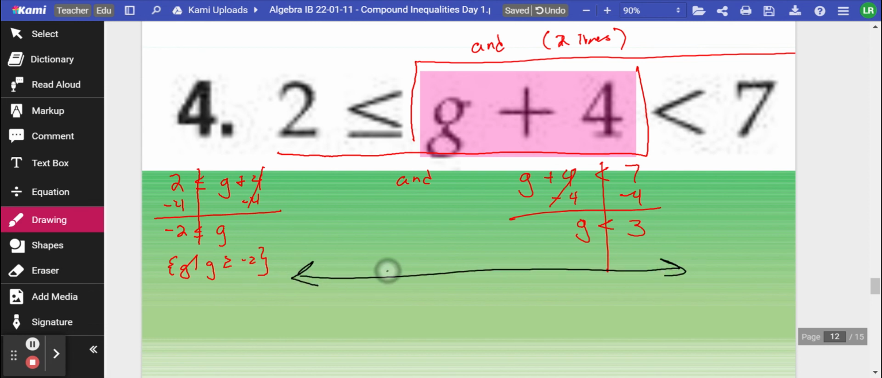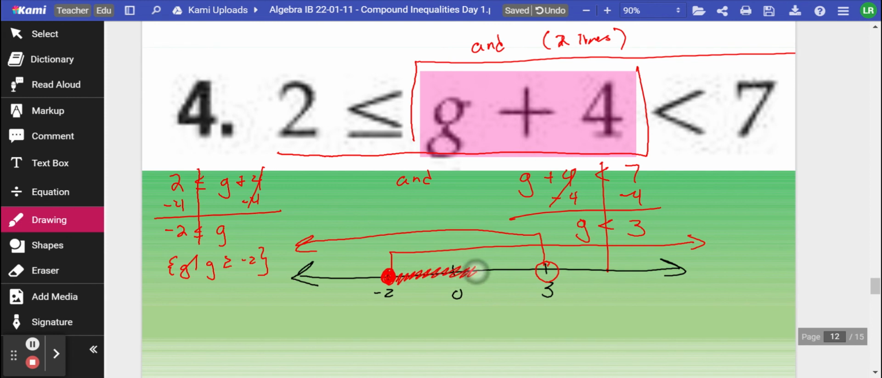So negative 2 is here. 0 is here. 3 is here. For the negative 2, that is a closed dot. And that's the right arrow. It goes to the right. For the 3, that is an open dot. And that is the left arrow, so it goes to the left. Remember, when we shade, we look for 2 lines. And we have 2 lines in the middle of this and statement.